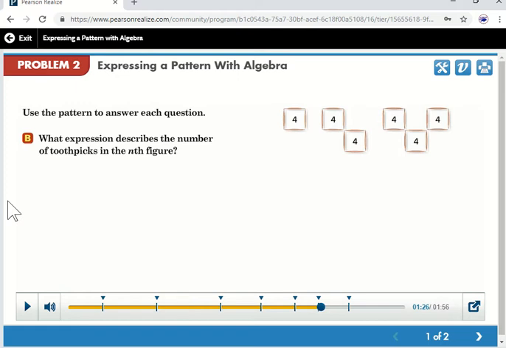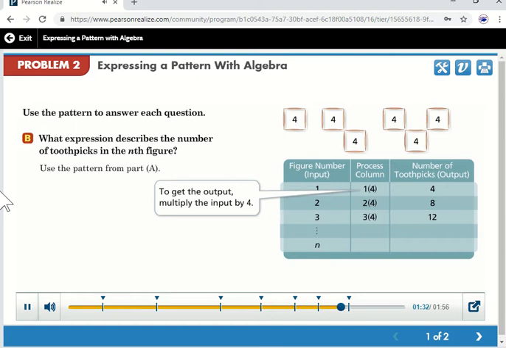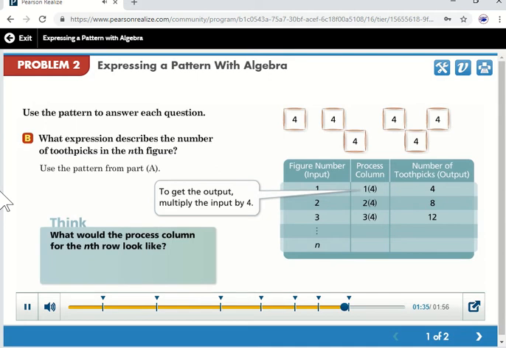It's like open-ended, right? So you're not going to have a very specific final answer. The number of toothpicks is based on whatever you're plugging in for n. But the thing is, you're going to be treating n as a number. Use the pattern from part A. What would the process column for the nth row look like?